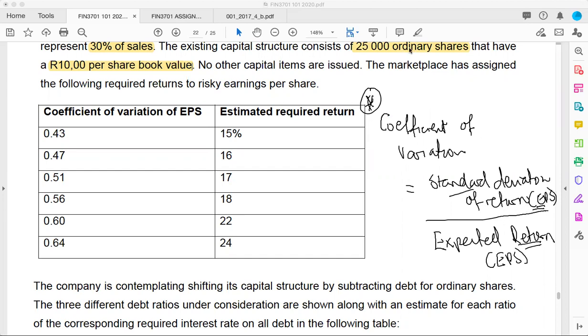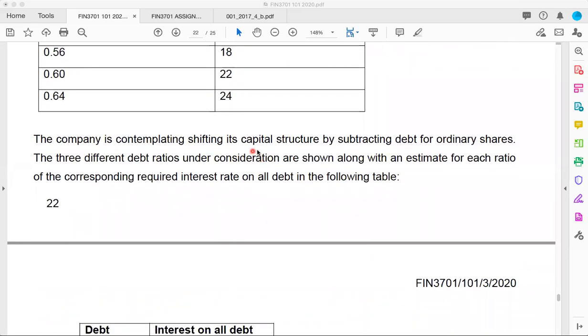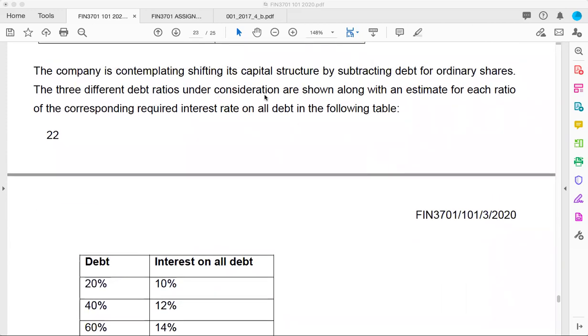Right. And then the question goes on to say the company is contemplating shifting its capital structure by subtracting debt for ordinary shares. So the company only has ordinary shares, but they want to shift some of their ordinary shares to debt. I think this is actually supposed to say by adding debt for ordinary shares, so they want to place debt in place of ordinary shares. This was worded incorrectly.